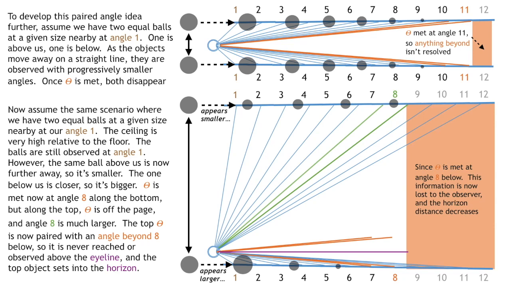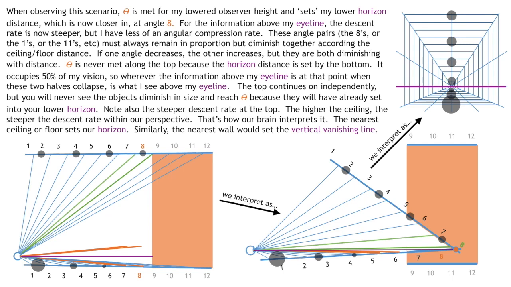So again, in this orange rectangle, since theta is met at angle 8 below, this information is now lost to the observer. Anything within that orange rectangle is lost, and the horizon distance essentially decreases at that point. But again, you will still observe the ball set into the lower horizon, and we'll see this here in a diagram. When observing this scenario, theta is met for my lowered observer height and sets my lower horizon limit, or my lower horizon distance, which is now closer in at that angle 8.